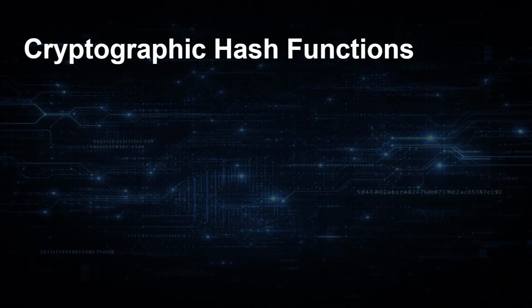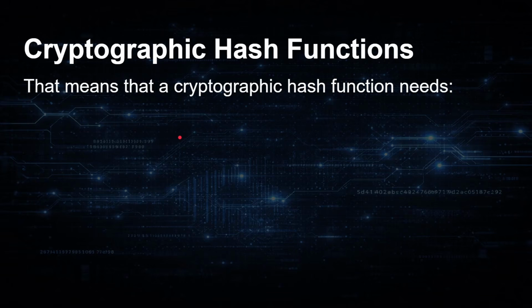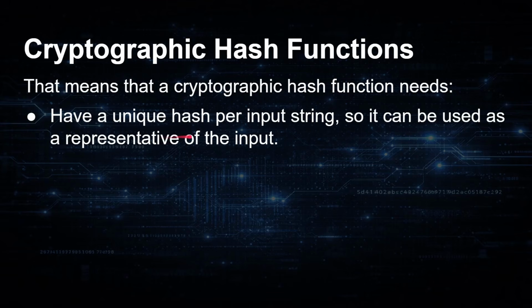So what does that mean in terms of requirements? Well, it means that the cryptographic hash function needs to have a unique hash per input string, so it can be representative of the input. Which means that if I have a document and I say this is its fingerprint, this is its hash, and then I send it on to somebody else, they can't create another document that has got the same hash, a different document, with different values in it, different money, invoices, whatever it is I'm trying to transmit around.